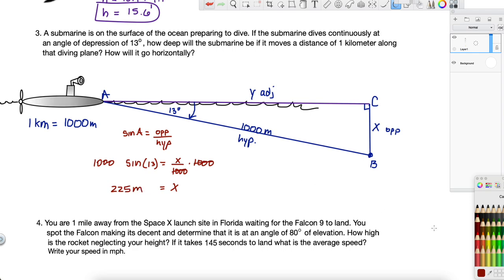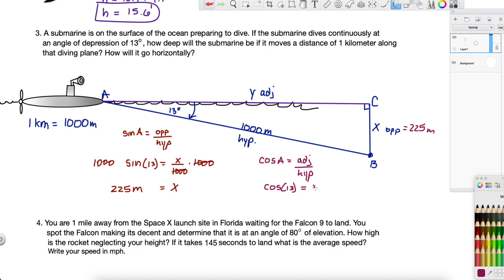Okay. Now let's find the adjacent leg. And in order to do that, we're going to use cosine. Cosine of an angle equals the adjacent leg over the hypotenuse. Some of you might say, oh, can we just use the Pythagorean theorem because I already know the opposite is 225? And we could, but the 225 meters is rounded, and I would say always use the given values that are the exact values. So we're going to use cosine and use 13 as our angle.